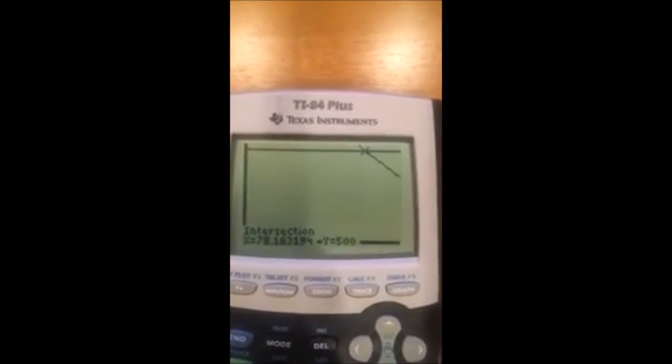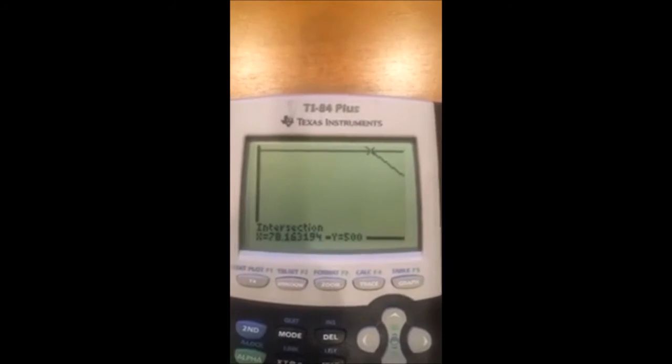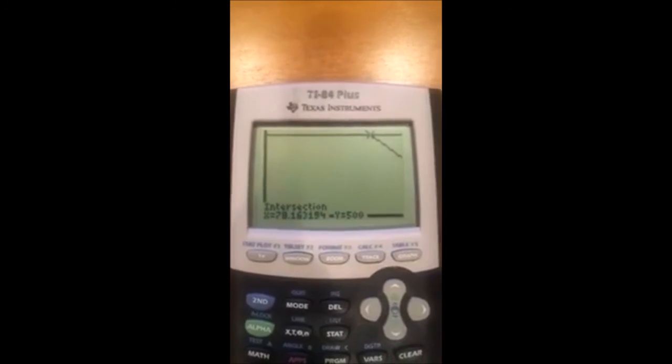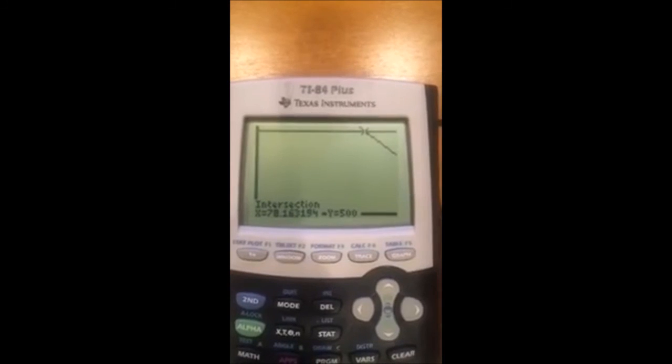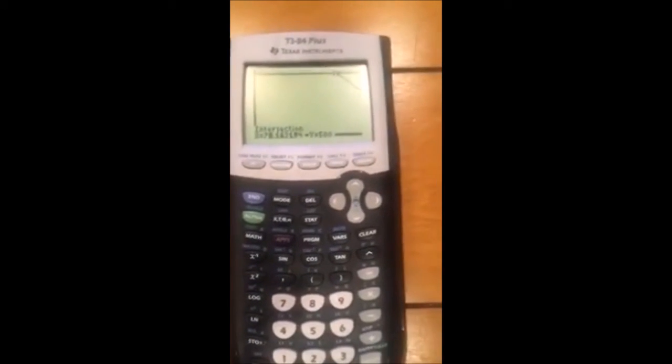The calculator gives us an x value of 78.16 minutes. We can convert this to just 78 minutes is when the two colonies are 500 feet apart.